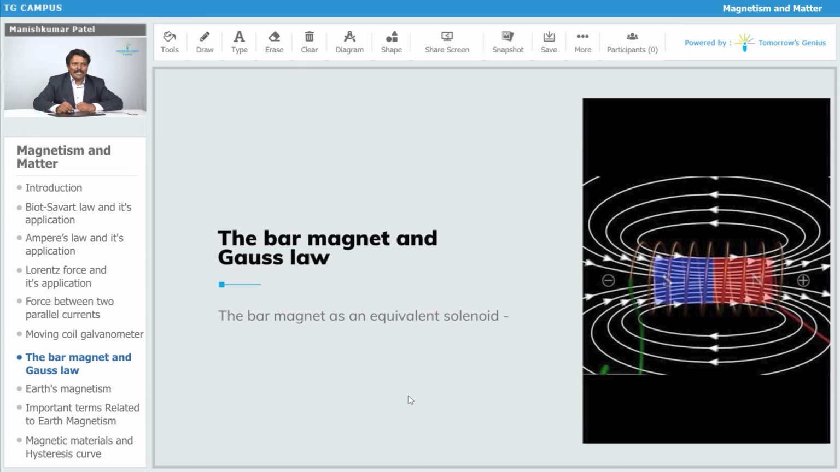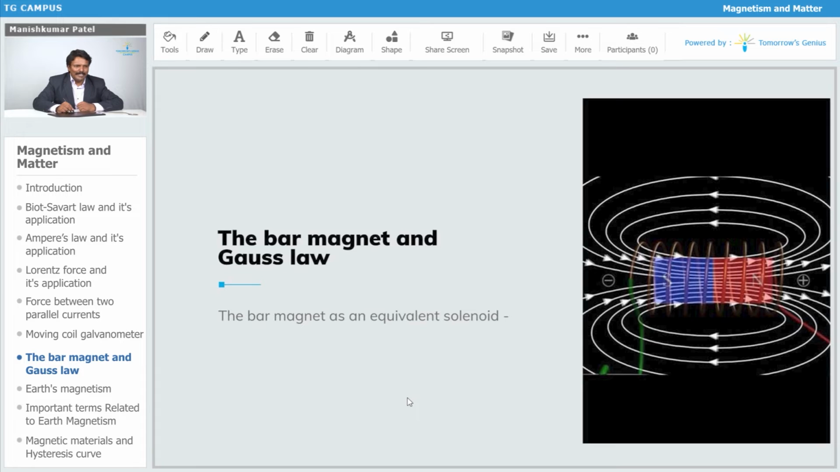The bar magnet and the all-important Gauss law. We have studied Gauss law in electrostatics also. Now this one is a little bit different for this case. We know that a bar magnet will act as an equivalent solenoid.